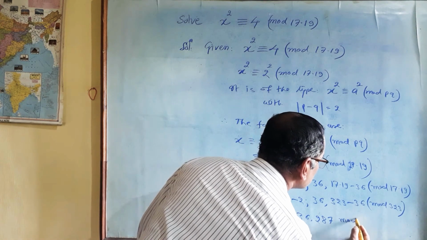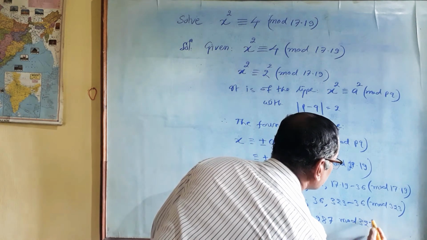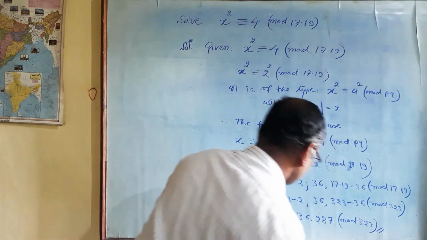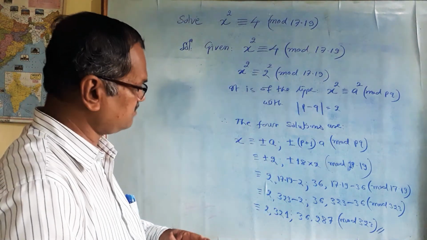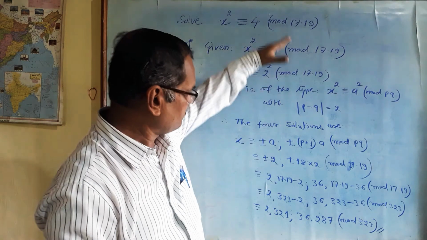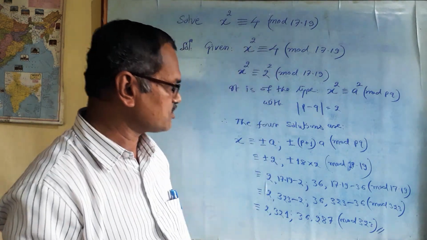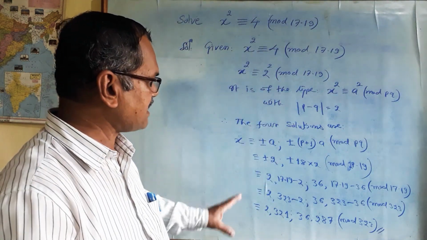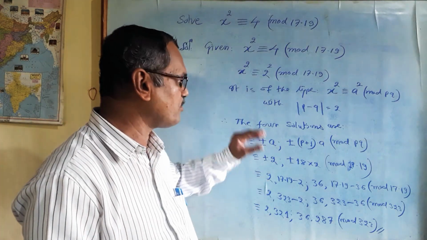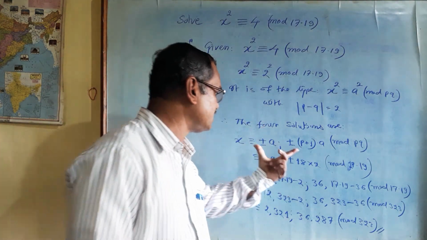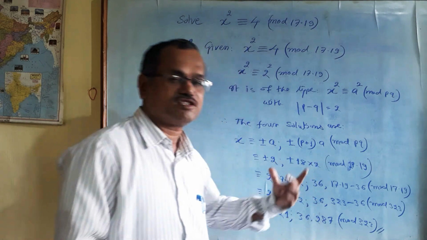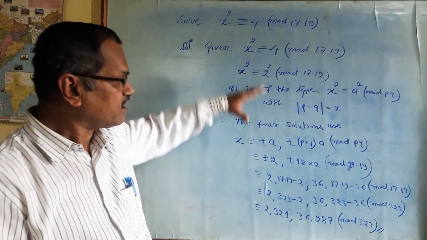287 mod 323. These are the 4 solutions. See how easily the solutions are obtained. No other extra calculation, only put the values of P, Q and A in this formula, we will get the solutions. This is our Roy formulation.